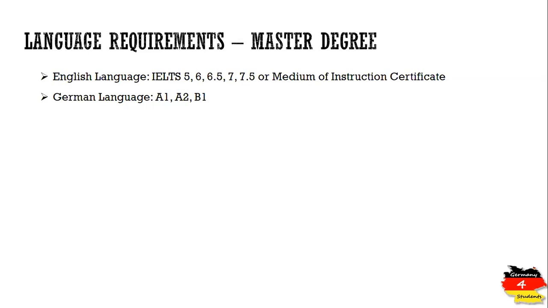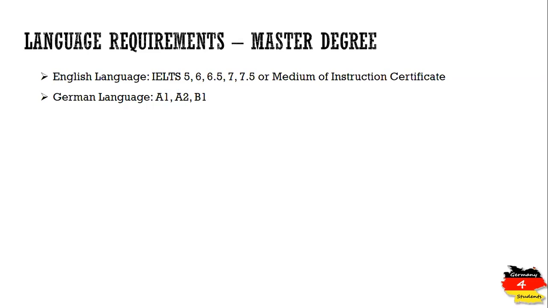There is another way to fulfill this requirement, which is the medium of instruction certificate that you get from your university, that all the courses were conducted in English language, plus all the assignments were done in English language, etc. You can get it from your university, and if the university you are applying to accepts this medium of instruction certificate, then you can get one certificate from your university and include it in the application documents.